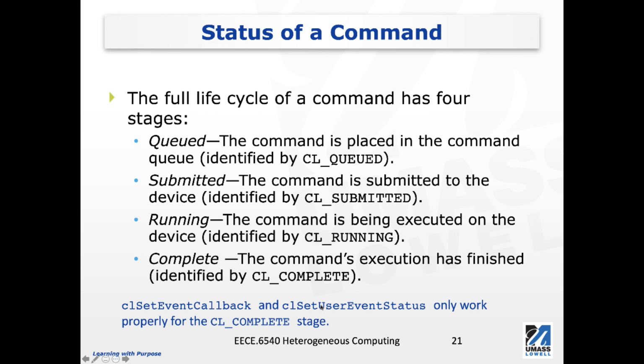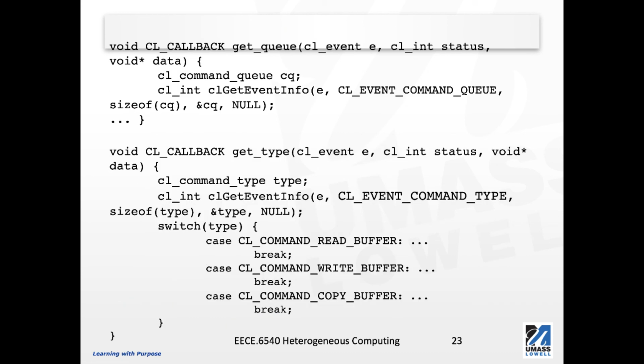CL set event callback and CL set user event status will only work properly for the CL complete stage. Let's look at this example. We have a callback function called getQueue. And in this callback function, we'll call get event info. And then the other callback function is to get type. And in this callback function, we use CL get event info to query the command type and then determine what we do with these specific types of commands.